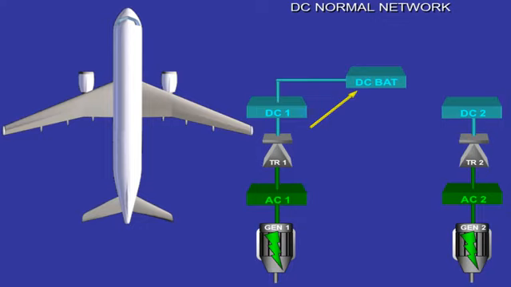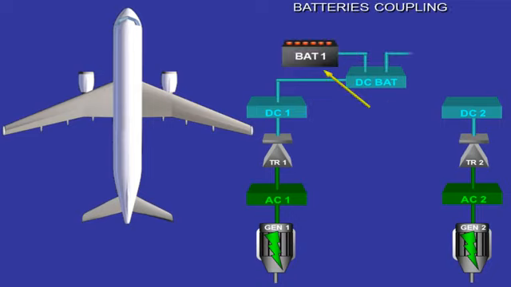DC bus 1 then supplies the DC BAT bus. The DC battery bus can charge the batteries or receive power from the batteries as a backup supply if no other power sources are available.